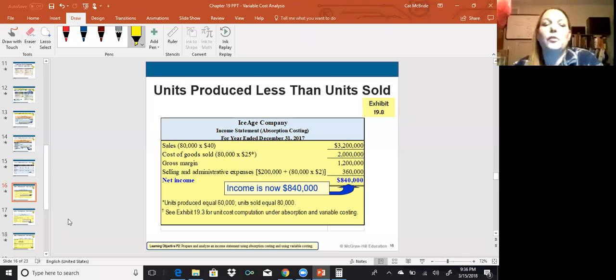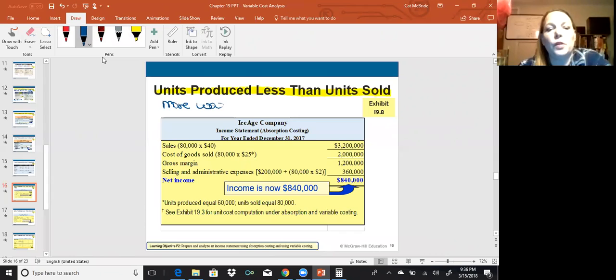Okay, so now units produced are less than the units sold. If units produced are less than the units sold, that means that more was moved to cost of goods sold on the income statement. So under absorption costing, which is the way we're used to doing it, our cost of goods sold was $25. We sold 80,000 units. Our cost of goods sold is 80,000 times $25. That gives us our income of 840,000. This is if we produced 60,000 units and sold 80,000.